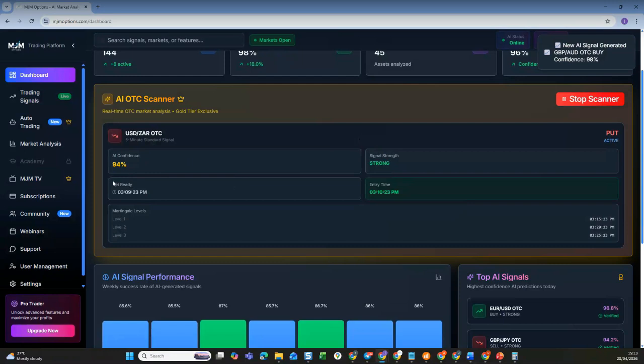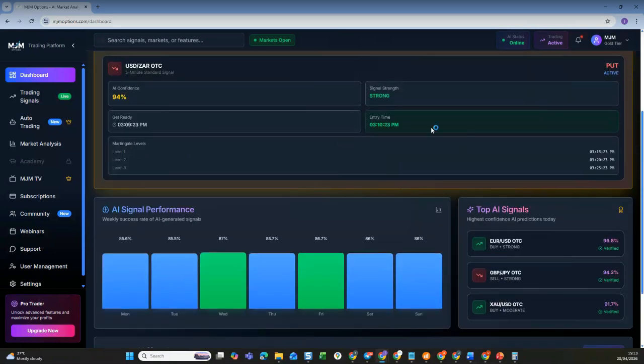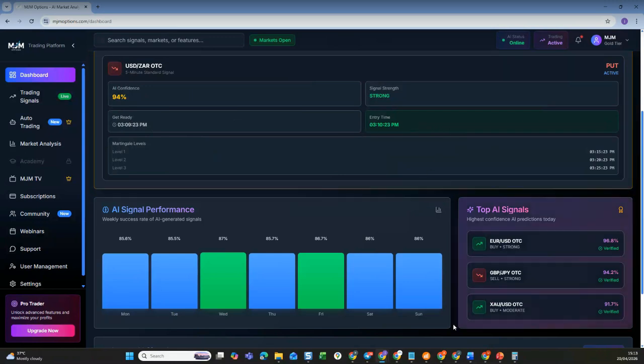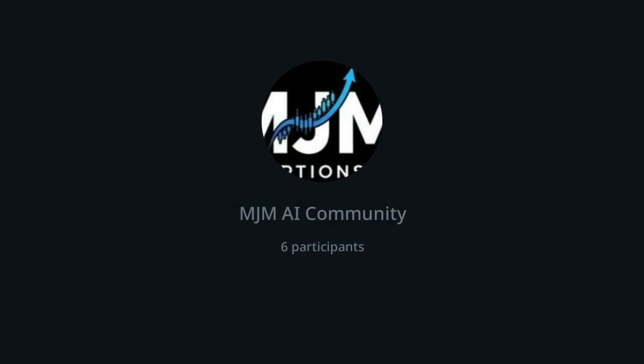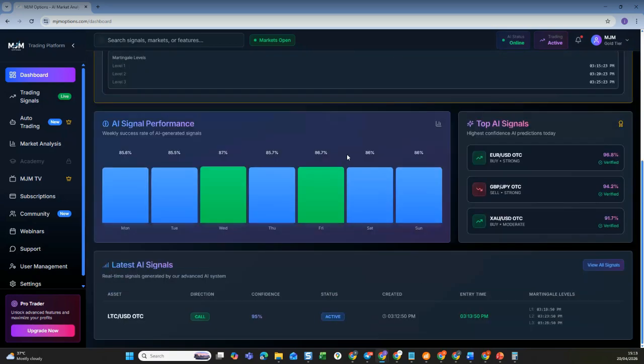So the next thing we have is the get ready time. Get ready time is when the AI scans and gives you a signal. That is the get ready time. Now the entry time is when the AI tells you to execute the signal. That is the entry time. Now we have the martingale levels. These are like recovery levels for this particular entry time. So the moment you win the entry time, you don't need the martingale levels. But the moment you don't, that is when you get to use the martingale levels as a backup. So that is basically what the signal looks like, or the meaning of a signal.